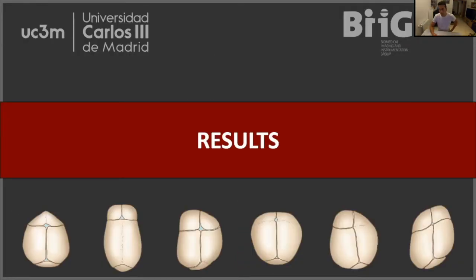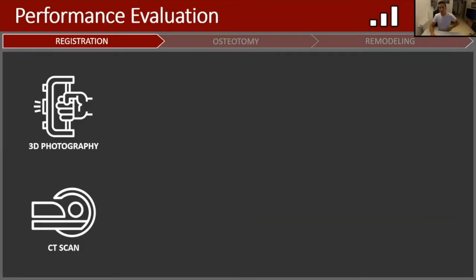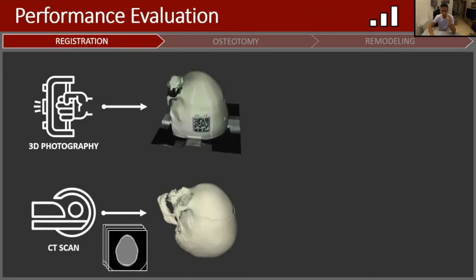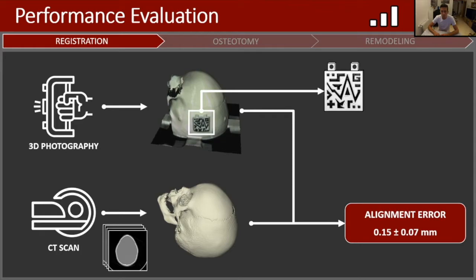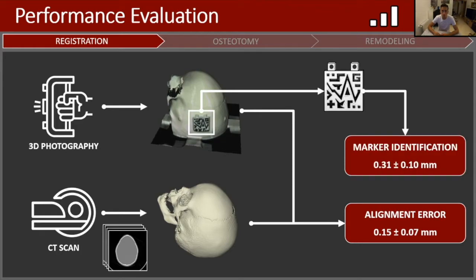Regarding the results of this study, for the alignment of the virtual data with the patient anatomy, we used the information of the 3D photography and the preoperative CT scan to align both, and the average alignment error of this registration was 0.15 millimeters. Then, for the identification of the augmented reality marker, the average error for the localization was 0.31 millimeters. These results demonstrate the accurate alignment of the virtual data with the patient anatomy represented in the preoperative CT imaging.